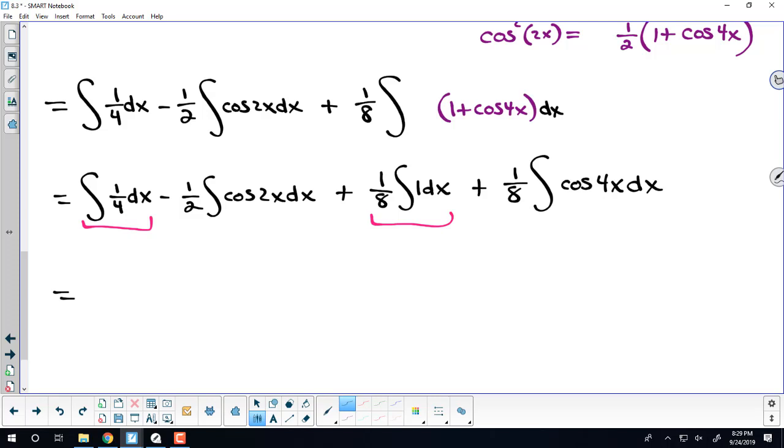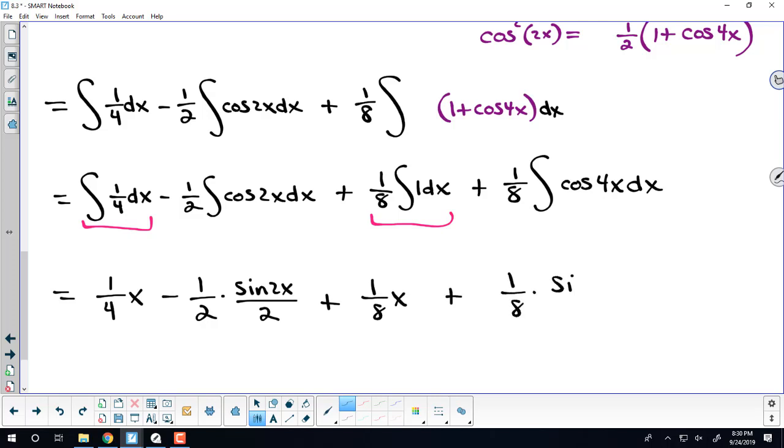So the antiderivative of 1/4 with respect to x gives us 1/4 x minus 1/2. What's the antiderivative of cosine of 2x? Sine of 2x over 2. Plus 1/8 x plus 1/8 times sine 4x over 4. And then we got a bunch of constants, we call them one constant at the end.